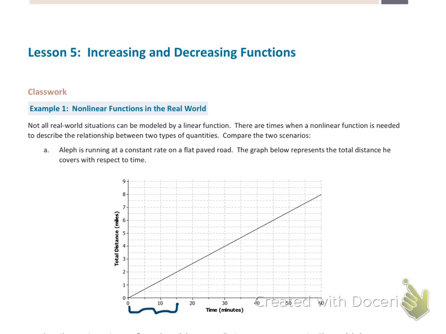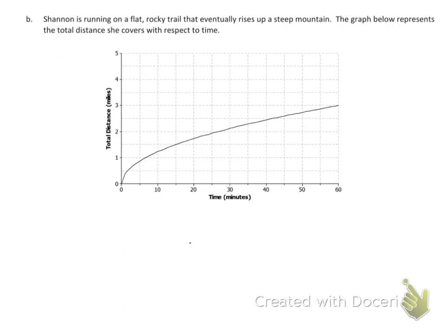Okay, so just to recap, this graph here is an increasing linear function, where Shannon's graph here is an increasing nonlinear function, because as time increases, the distance increases. So it's still an increasing function, but it is nonlinear.